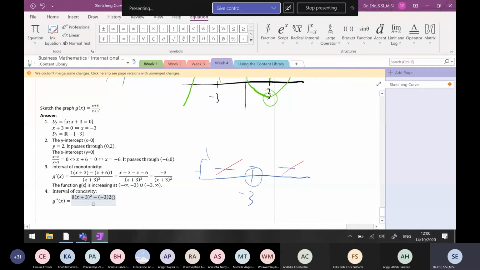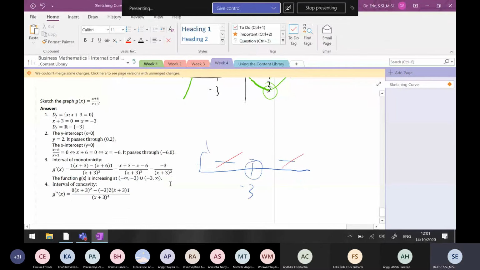2 times (x plus 3). Don't forget that this is the derivative with respect to x plus 3. If you want to find the derivative with respect to x, you should multiply by the derivative of x plus 3 with respect to x, that is 1. And you have (x plus 3) squared, squared, which gives (x plus 3) to the power 4. And you will get this is 0.